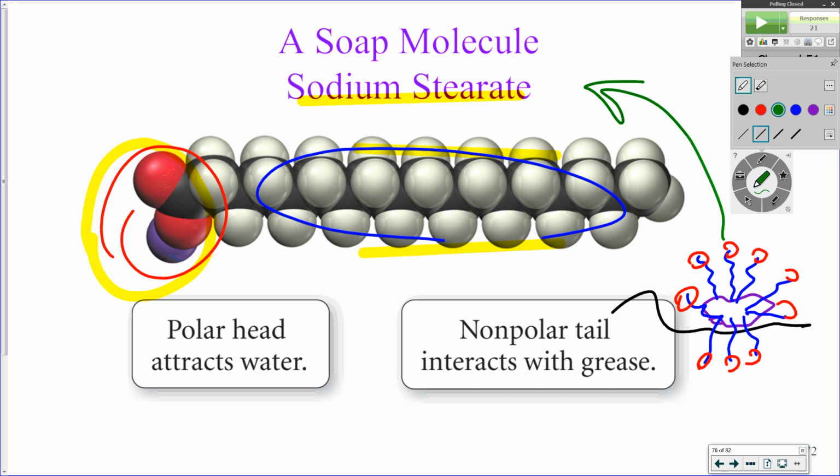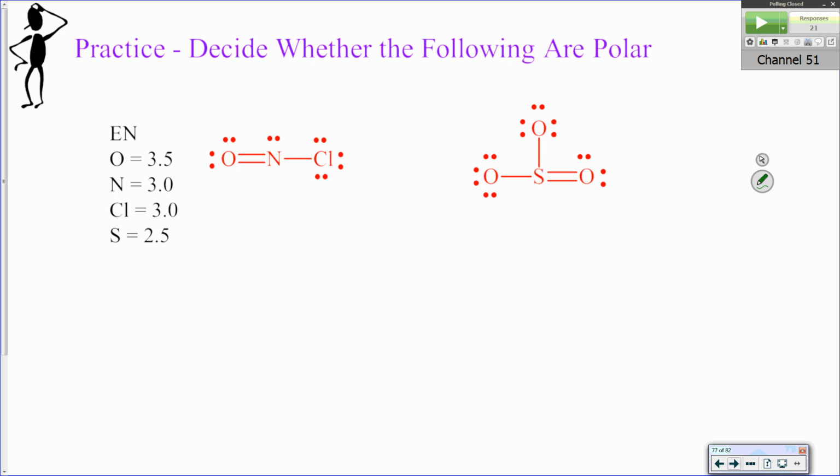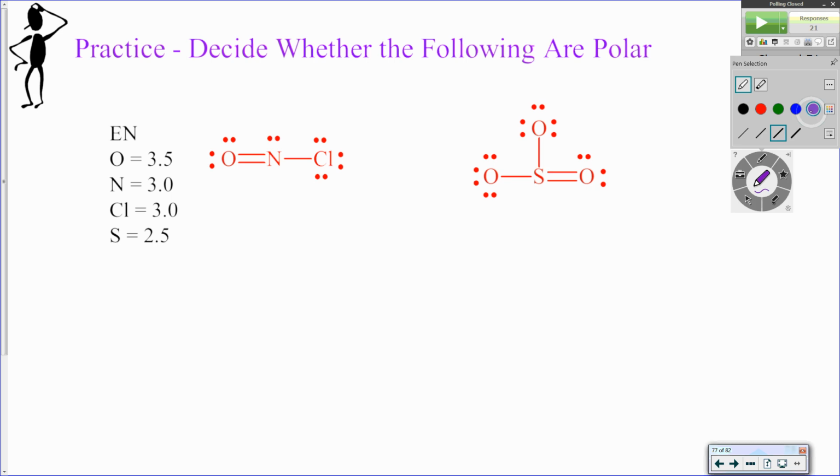It works on much the same principle as the lipid bilayer, except now instead of being two sheets, it becomes something circular, and it works at a much smaller scale. Okay, so let's practice with these and figure out if something's going to be polar or not. Just a couple more slides left.